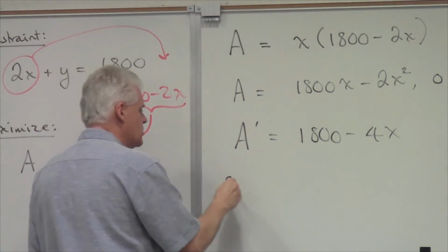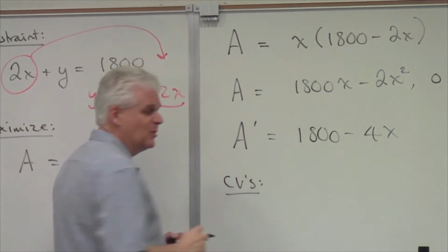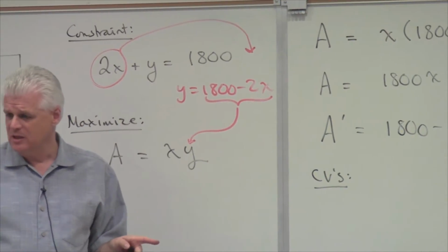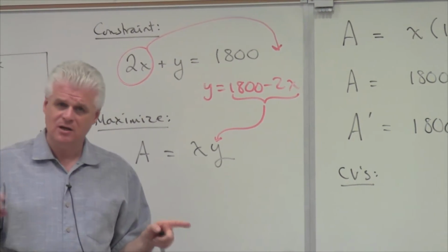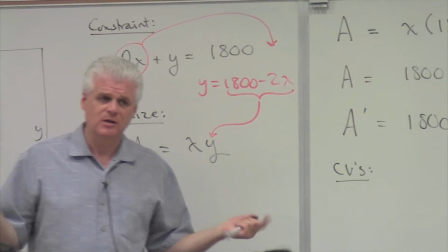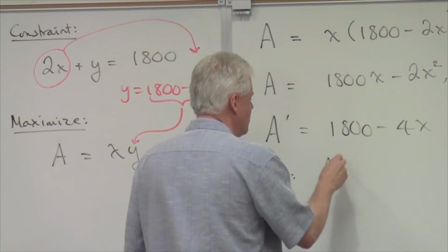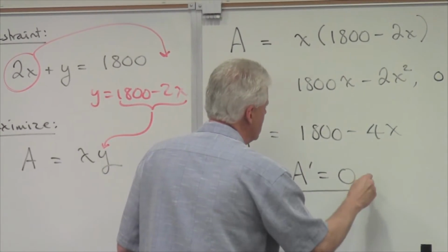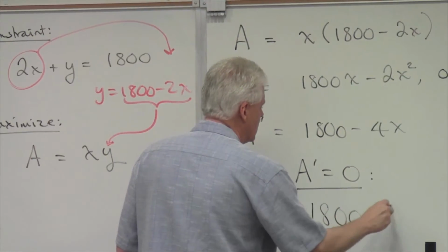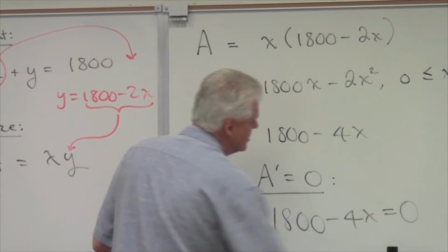Okay, critical values are going to be places where this derivative is 0. Undefined is off the table, isn't it here? The undefined kind of critical value. Why? It's a polynomial. They're never undefined. So we only have to worry about A prime being 0. So that gives us 1800 minus 4x is 0.